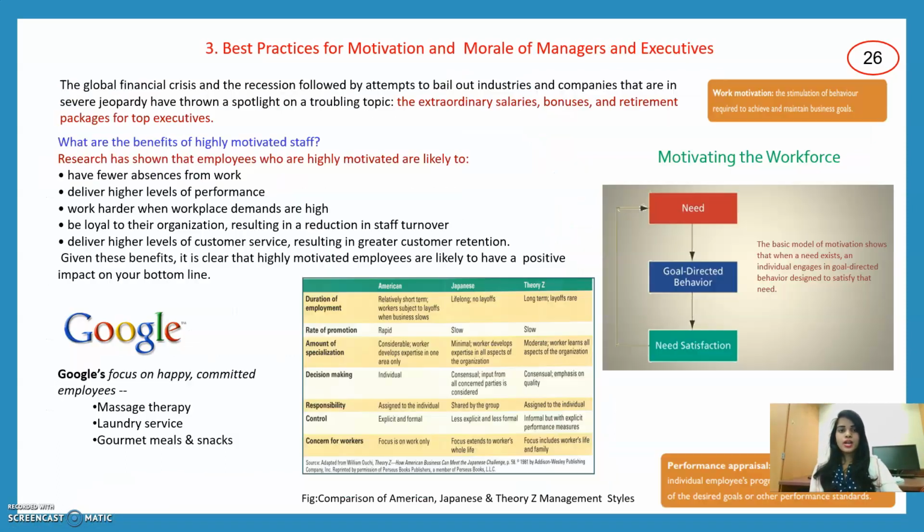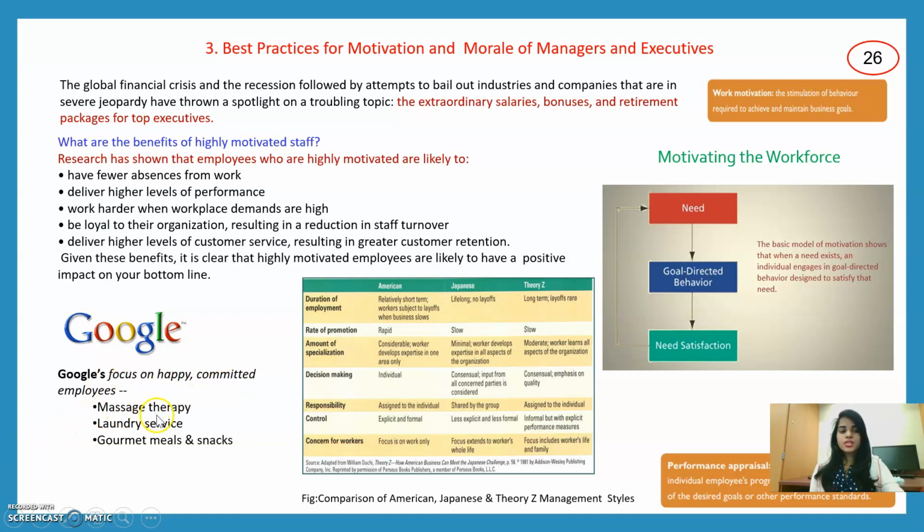These are all we need to know. And the other one is best practice for motivation and morale. And what are the benefits of highly motivated staff? They have fewer absences from work, deliver higher levels of performance, work harder when workplace demands are high, are loyal to their organization, and deliver high levels of customer service. And Google says that Google focuses on happy, committed employees.